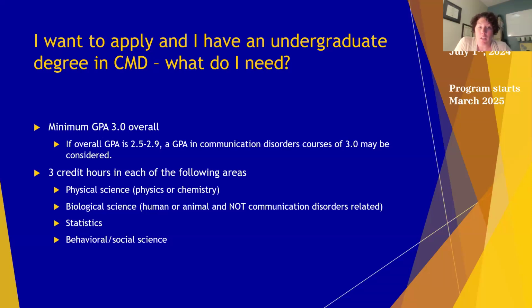You are also required to have 3 credit hours in each of the following areas: a physical science, so either physics or chemistry; a biological science that's human or animal, but not communication disorders related. In our communication disorders courses, we all take anatomy of the speech and hearing mechanism. That's required for your undergraduate degree, but you need an additional course in biological science, like Bio 100 or Bio 101. A statistics course, and then a behavioral or a social science course.